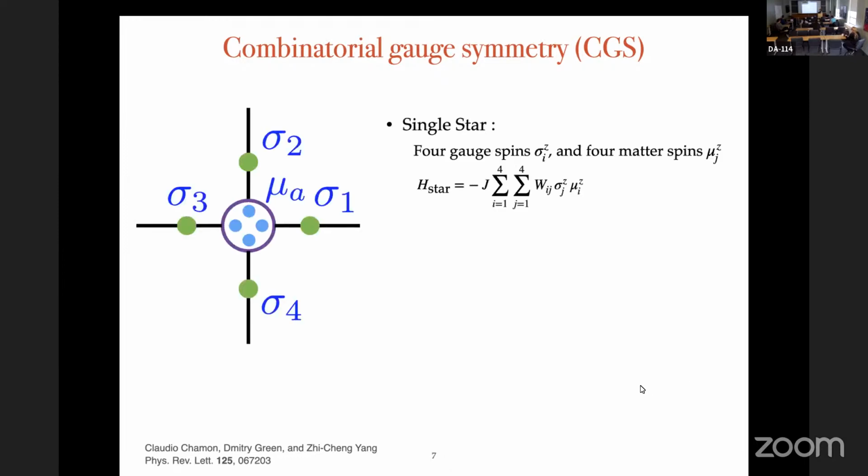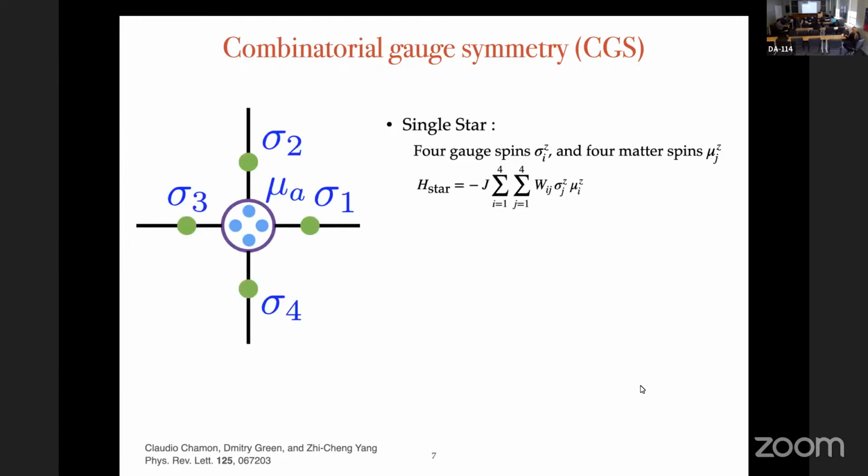So back in 2019, pre-pandemic time, Claudio, Dimitri, and Zhichen proposed this framework, combinatorial gauge symmetry, to realize the exact Z2 local symmetry in the Z2 quantum spin liquids, while also preserving the spin-1/2 algebra using only 2-body interactions. So here's how it works.